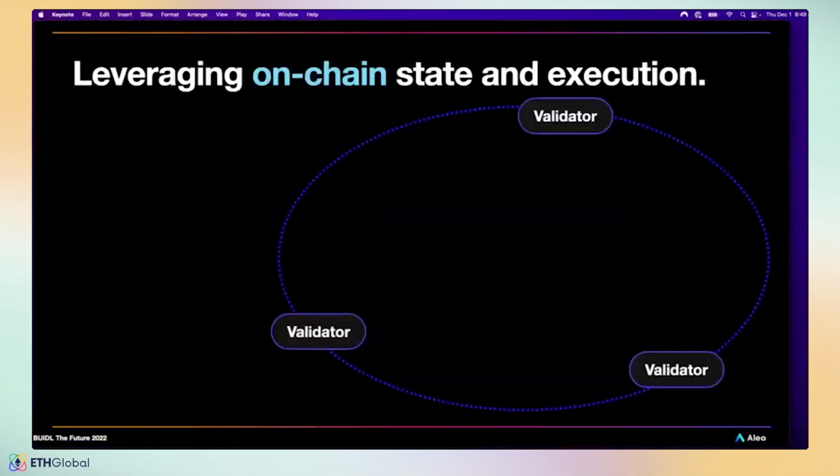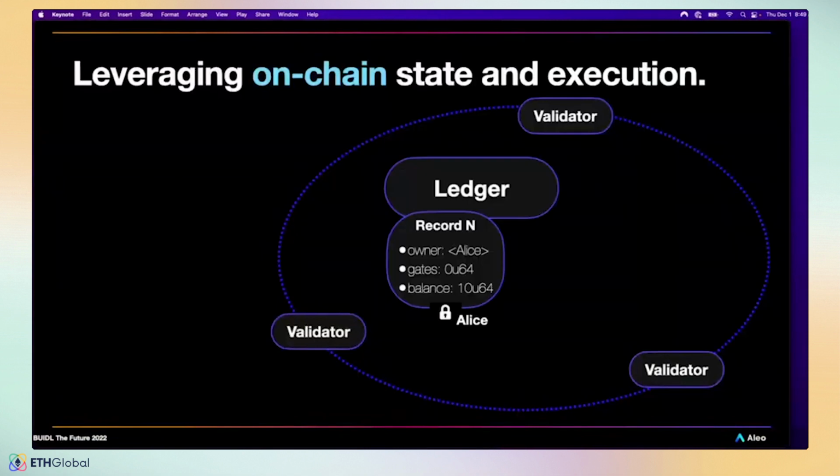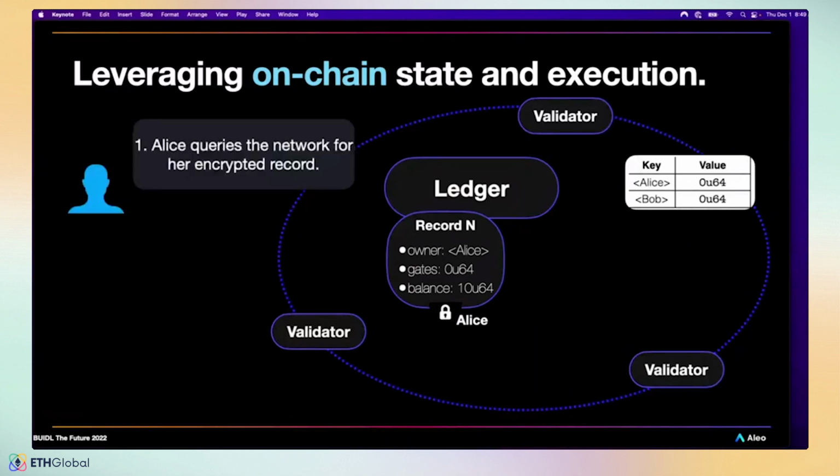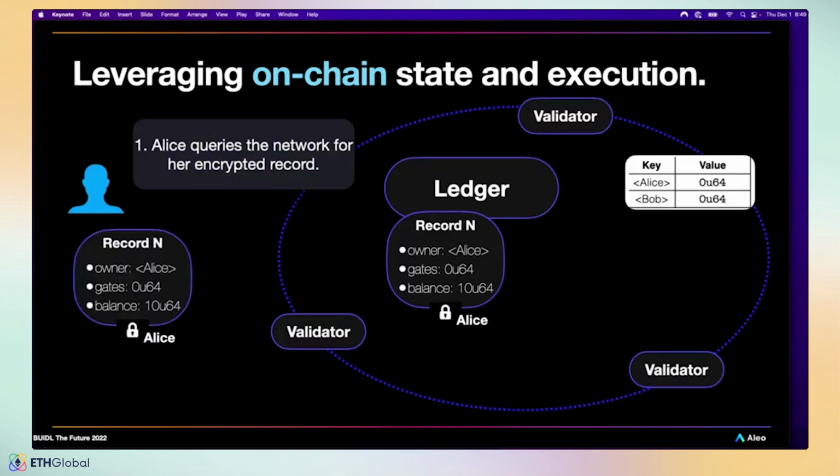So how does this work on chain? Here we have a network. There are some validators. The network contains a ledger with Alice's record, and it also contains a mapping balances with keys and values, keys being addresses and values being the amounts allocated to each address. So first, Alice will query the network for an encrypted record. Note that only Alice can see the data of this record.